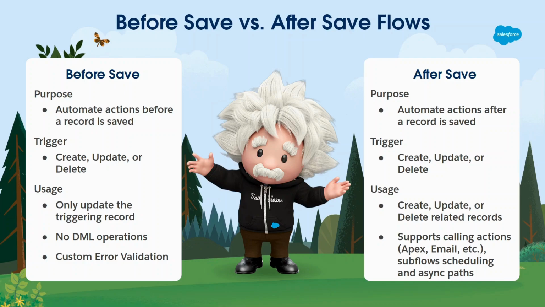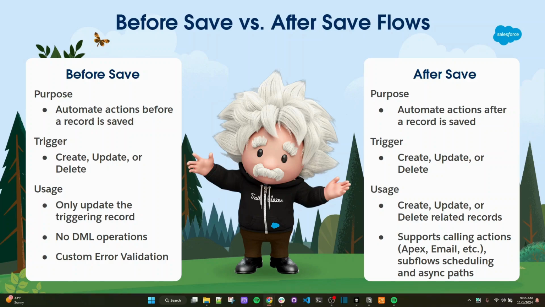On the other hand, what are after save flows used for? After save flows are used to update related records, send emails, and call Apex actions, and you can call subflows. If you have repeating logic in a lot of your flows, you could create subflows, and from decision nodes, you could call those subflows. So let's move on to the demo.